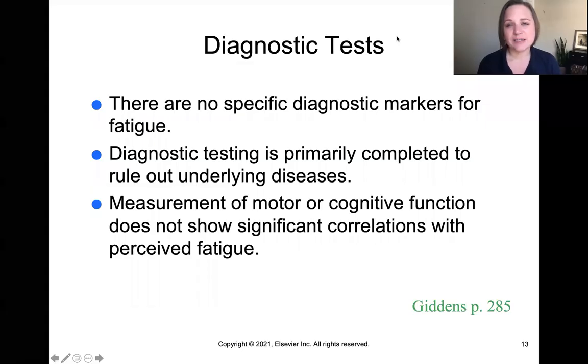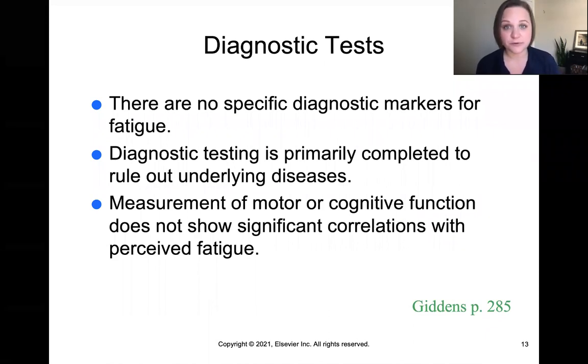And in terms of diagnostic testing, again, there are no specific tests to test just for fatigue, but we would be looking at diagnostic tests related to finding any underlying conditions that we might be concerned of that would be contributing to the fatigue in the first place.